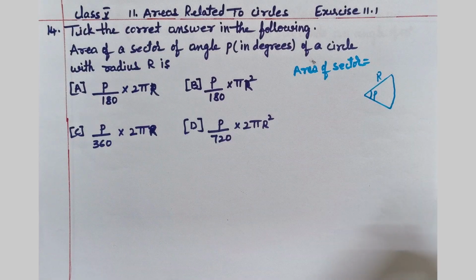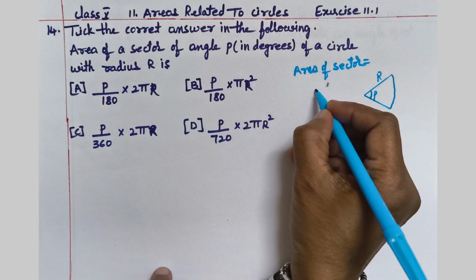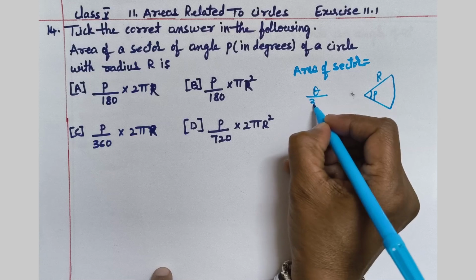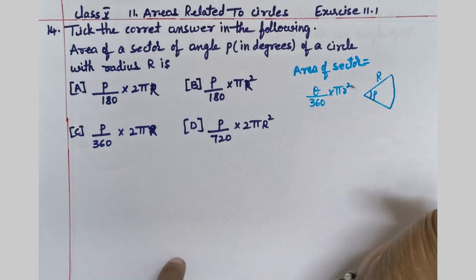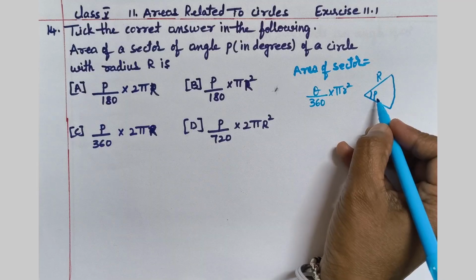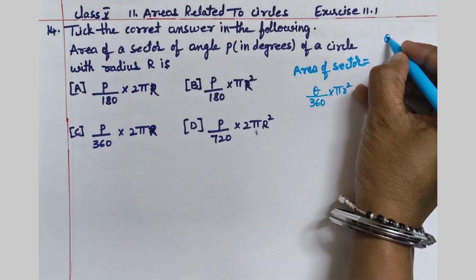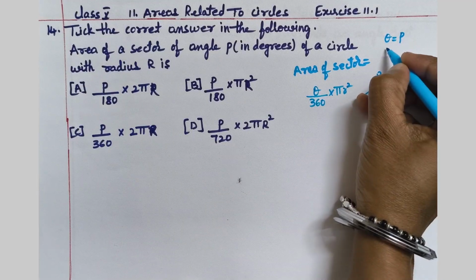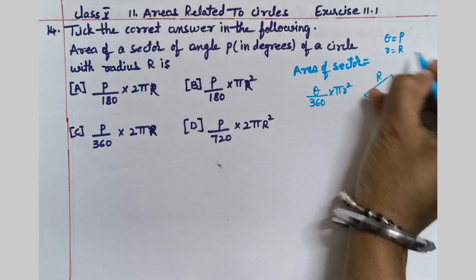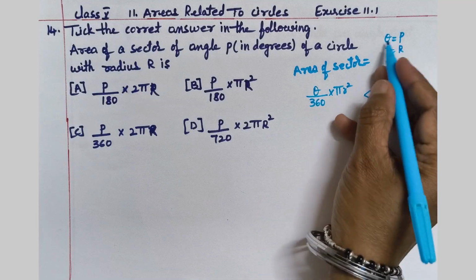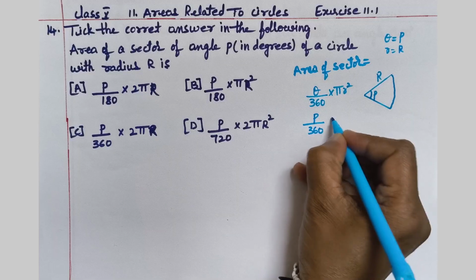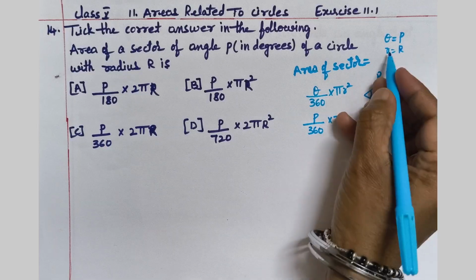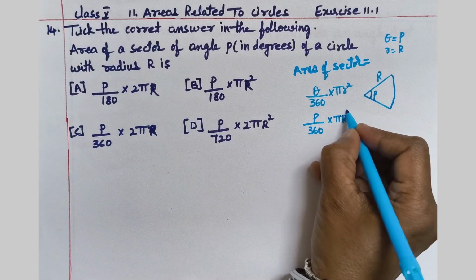Now first we will write the area of sector formula. Area of sector formula what? Theta by 360 into pi r square. This is the area of sector formula. Okay, here theta means what? P. Okay, theta is equal to P. Radius is equal to capital R. Okay, so theta means what we will take? P by 360 into pi. Radius means we will take R square.